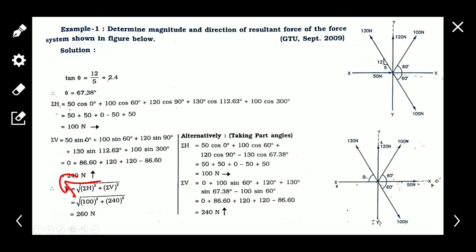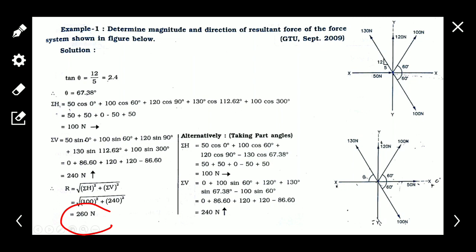The resultant is equal to the summation of horizontal component and summation of vertical component, both are positive. And resultants are always positive, because its value is 260 Newton.